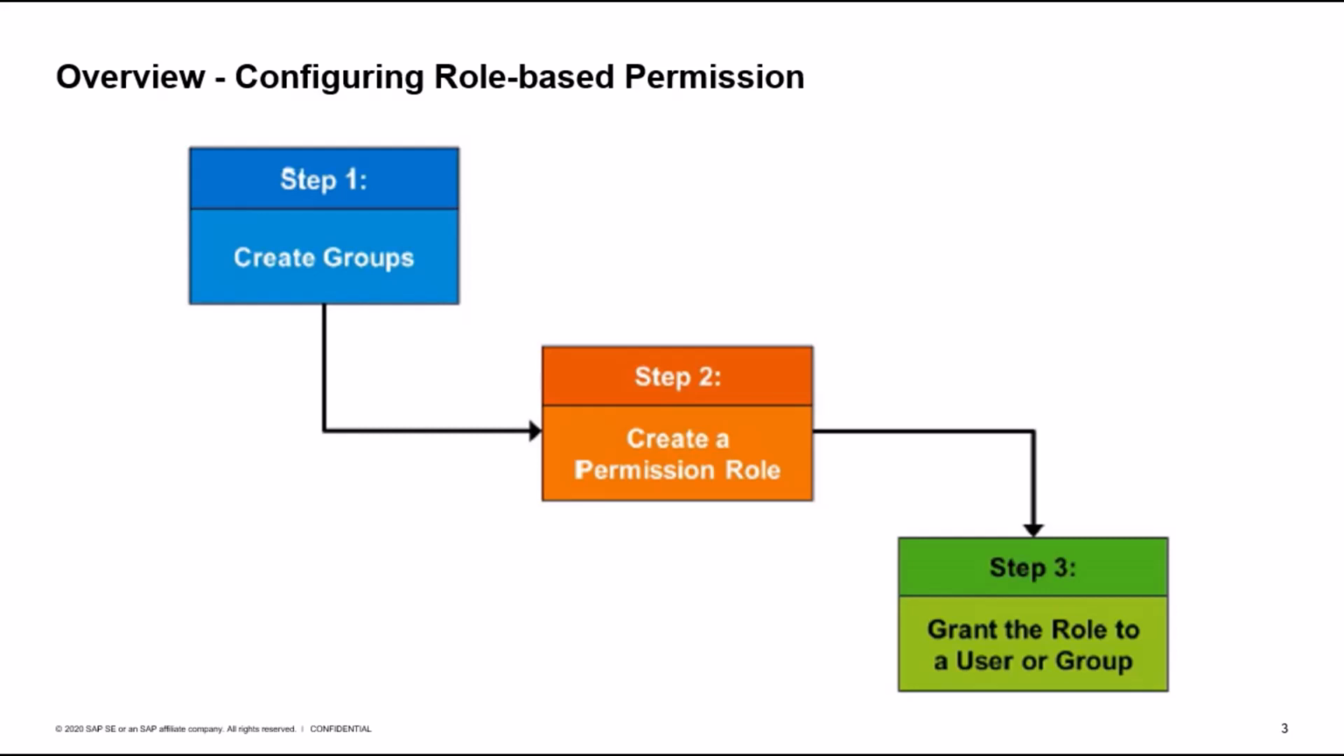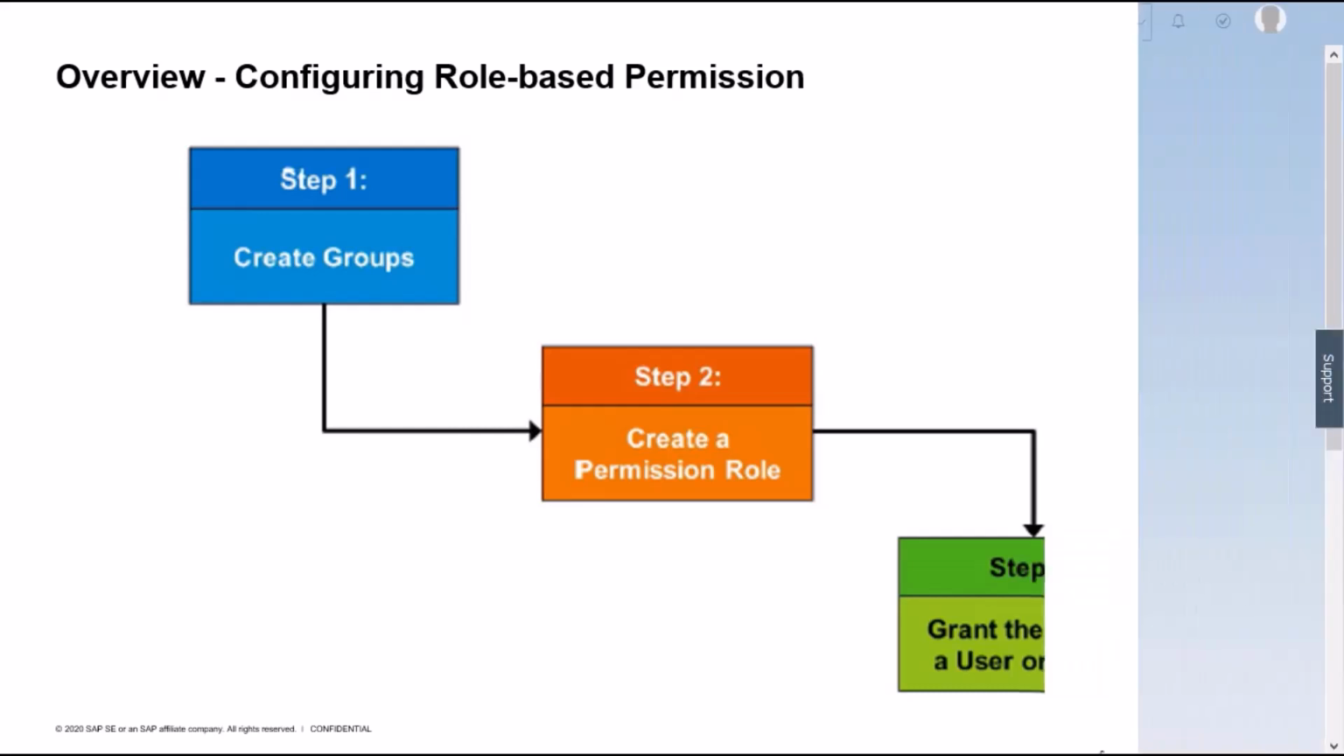Step number three, you grant your role to a group. During this step, you simply link what you did in step one with what you did in step two. You associate your role with a group who will have the permissions, and maybe a group for the target population for whom the permissions will be given.